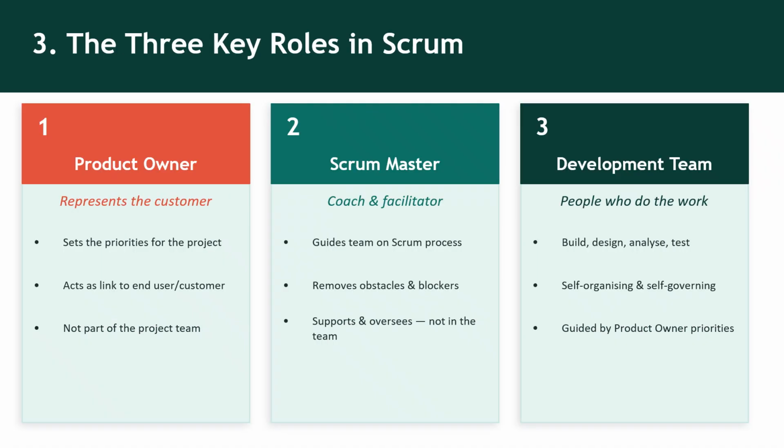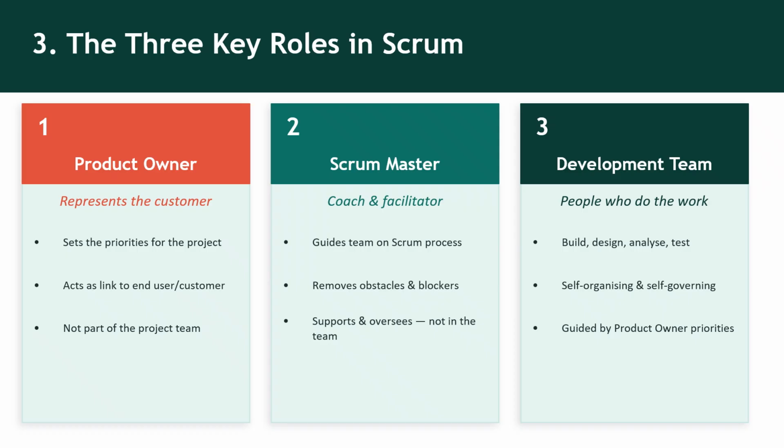3. The 3 key roles in Scrum. One of the elements of the Scrum approach to Agile is that there are clear and defined roles. In Scrum, there are 3 main roles. 1. The product owner. The product owner represents the customer or end user. They're like the project client, and they decide what is most important in the project and prioritize the work. The product owner is not part of the project team. He or she sets the direction of the project at each stage and is the link to the end user or customer.